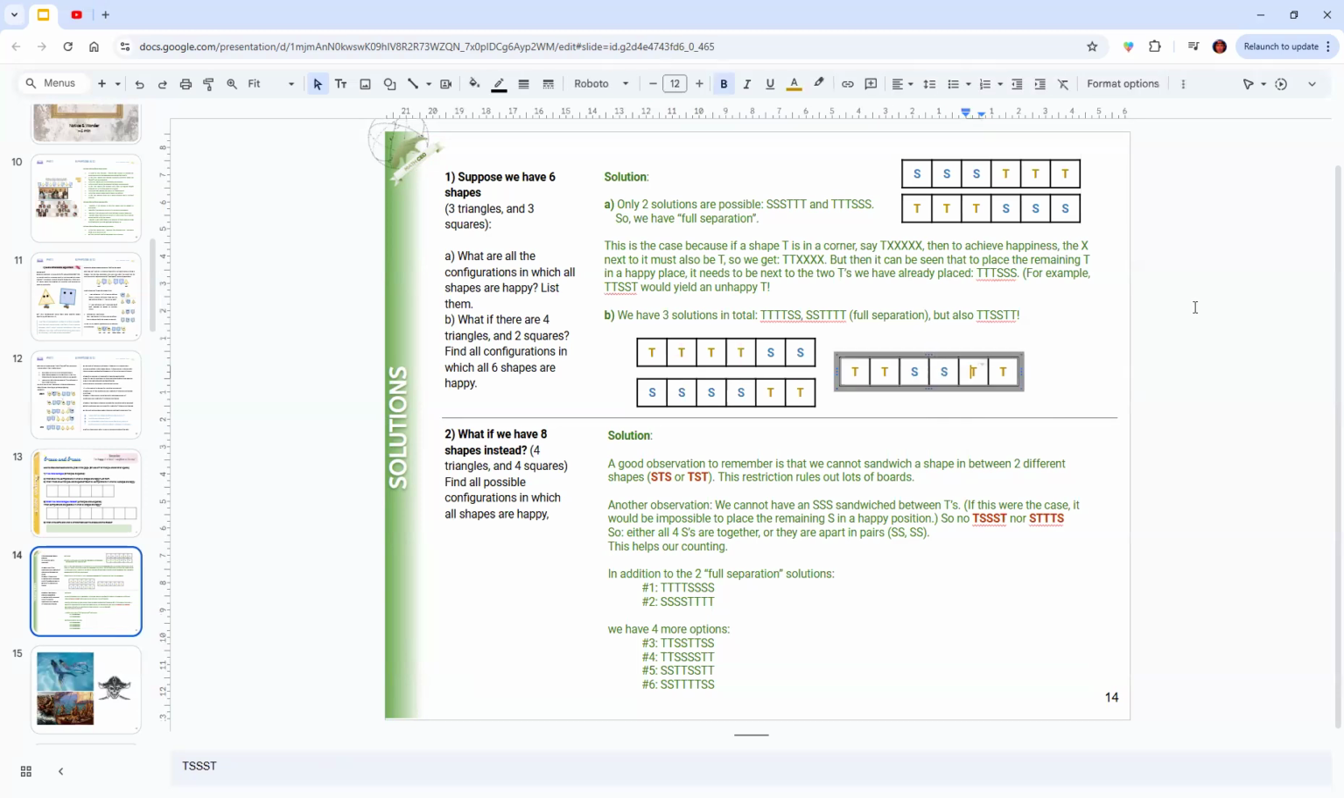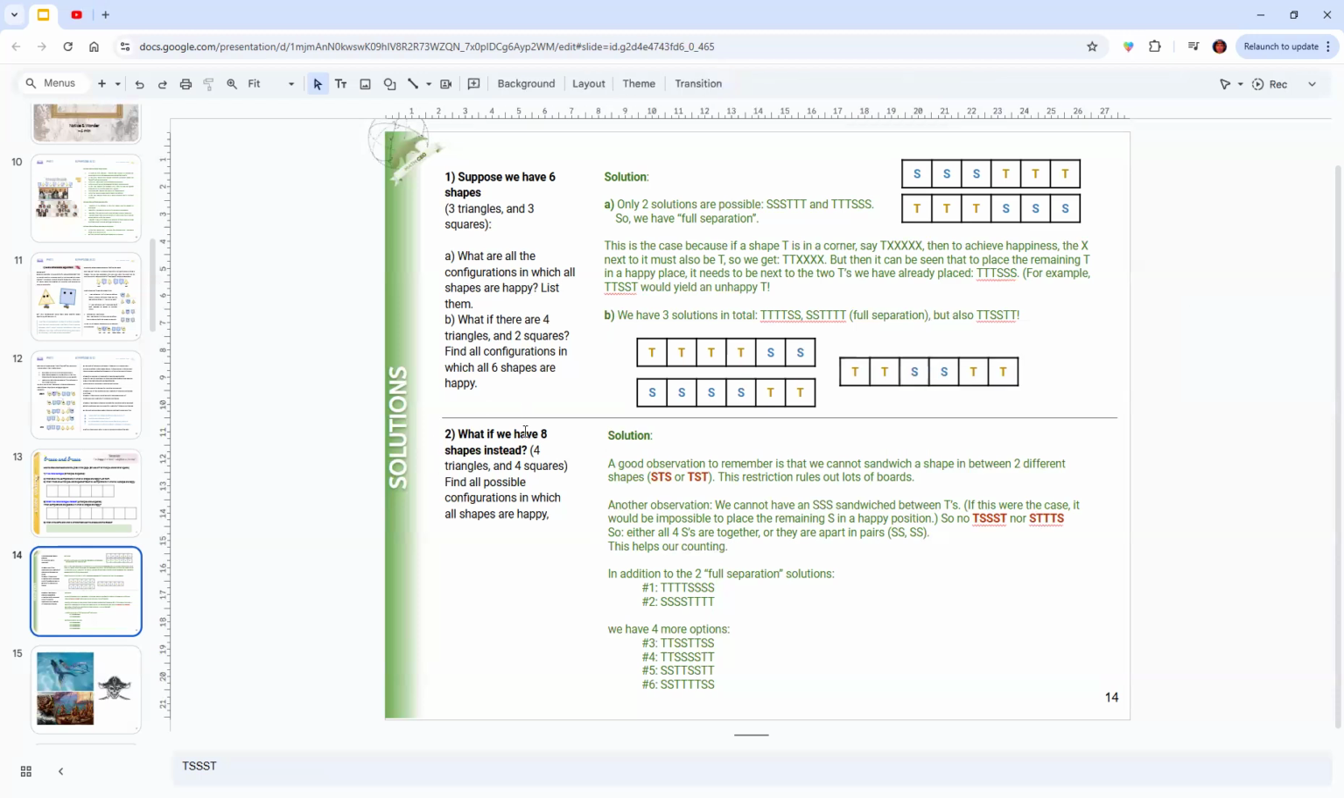Can we do this? Let's just investigate this block of 2 squares. Could they be here? Actually, no, because then the triangle here would be sad. So it's a very delicate solution in which the 2 squares must be exactly in the middle. Same for here. If I put them here, this triangle would be sad.